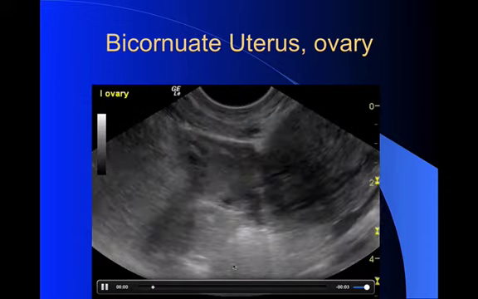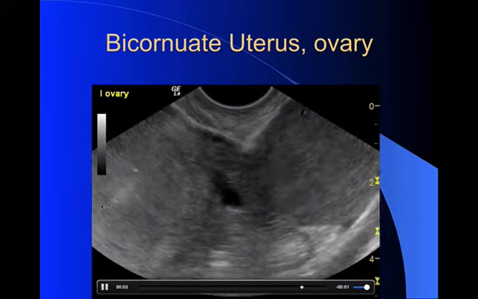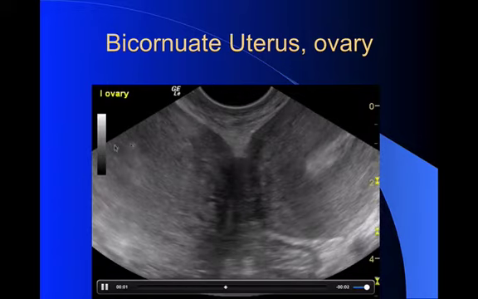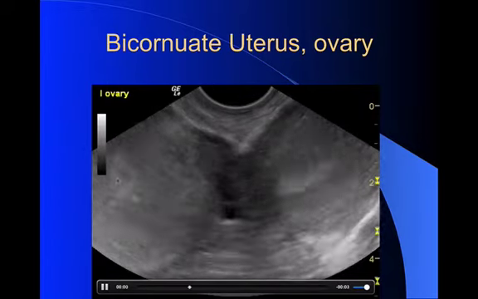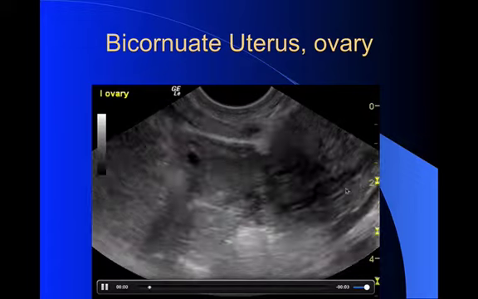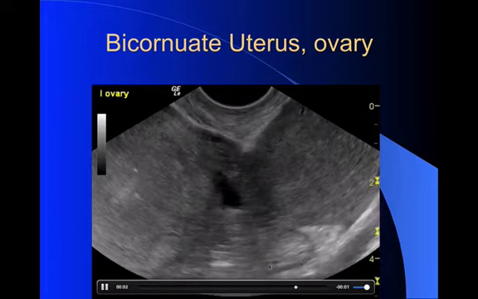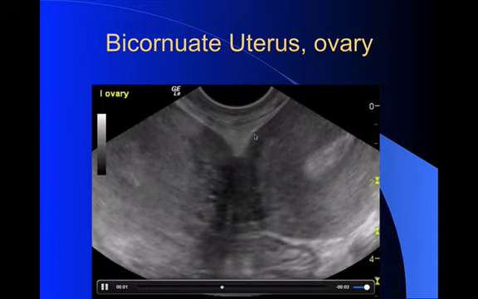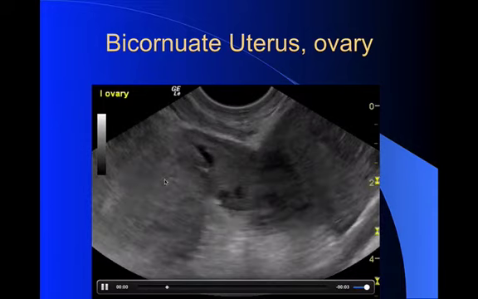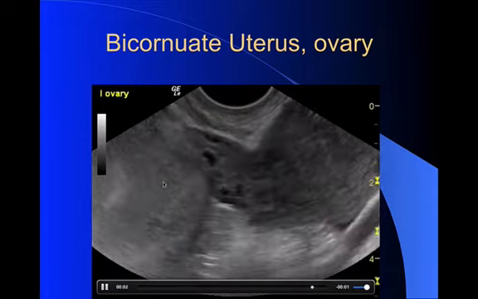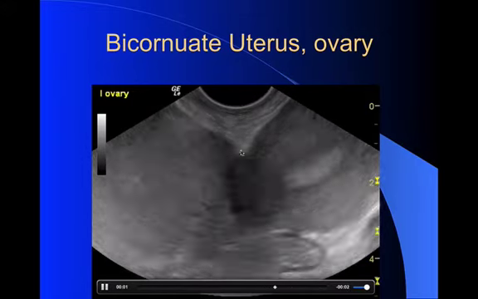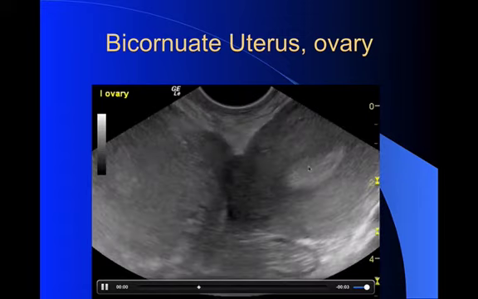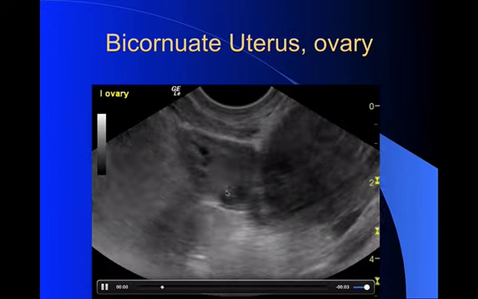This is actually a very interesting patient I saw. I was looking for the ovaries, and what I saw was fundus with endometrial stripe and fundus with endometrial stripe and an ovary in between. So this is in essence an ovary sandwich formed by a bicornuate uterus with the ovary sandwiched in between.